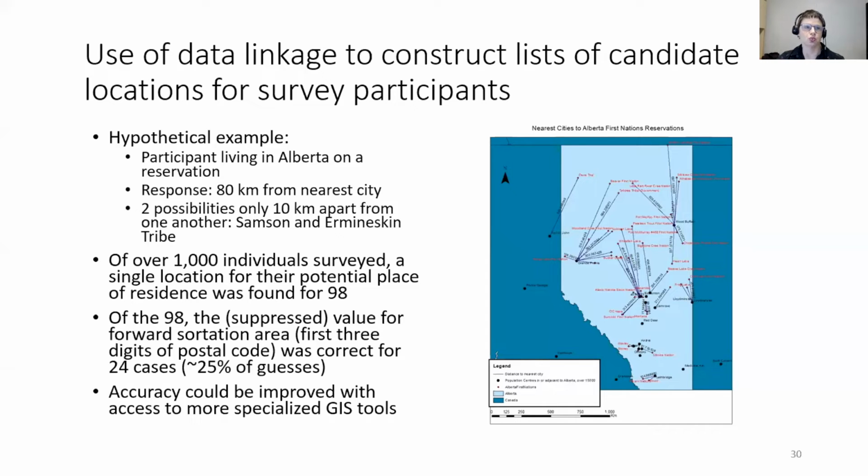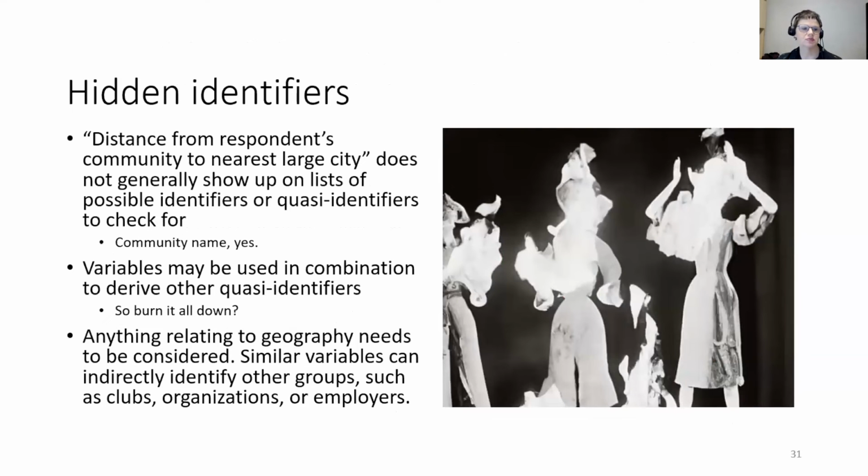So we're narrowing people down to living in a very small community, and given just a few very basic demographic variables that remained in the data set, like age group and so on, yeah, you probably could have identified these actual human beings. Distance from respondents' community to nearest large city does not generally show up on a list of potential direct or quasi-identifiers to check for. And another thing you can learn from this penetration test is that variables may be used in combination to derive other quasi-identifiers. So do you burn it all down?